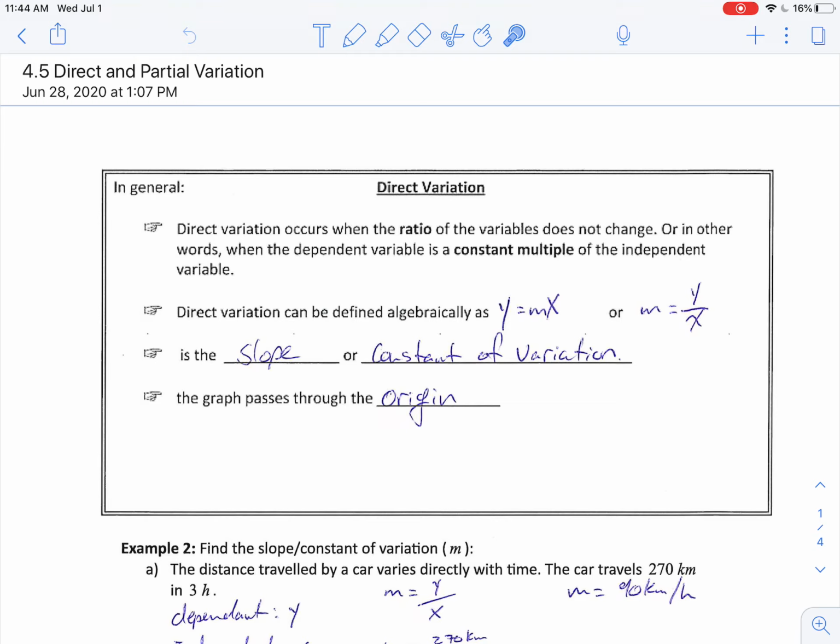And we can algebraically define this as y equals mx, or m is equal to y over x. The slope or constant of variation, which would be represented by m, is equal to the dependent divided by the independent. And the graph passes through the origin.